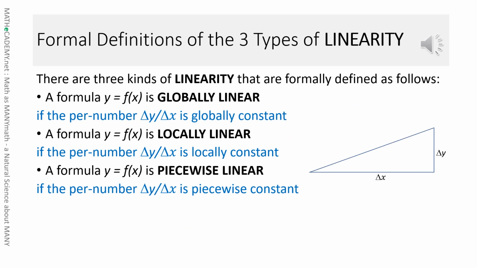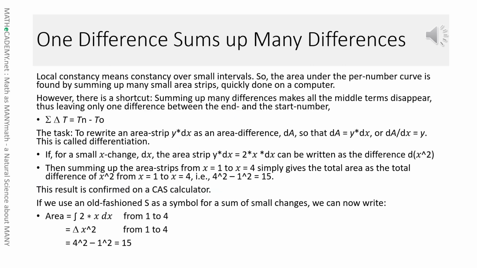Likewise, there are three ways to be linear, defined as follows. A formula, y equal f of x, is globally linear if the paranumber, delta y over delta x, is globally constant. A formula, y equal f of x, is locally linear if the paranumber, delta y over delta x, is locally constant. A formula, y equal f of x, is piecewise linear if the paranumber, delta y over delta x, is piecewise constant. One difference sums up many differences.